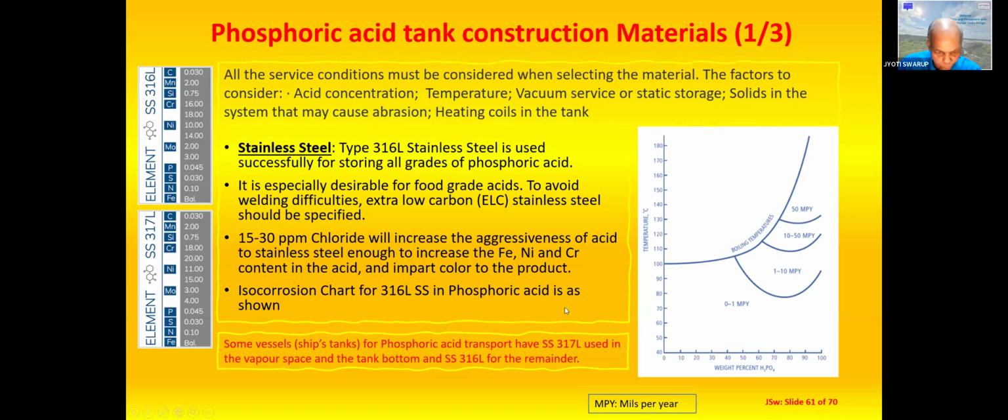Isocorrosion chart of 316L in phosphoric acid is as shown. Some vessel ship tanks for phosphoric acid transport have SS317L in the vapor space and the bottom, and 316 for the remainder. 317 is a material with higher molybdenum and higher chromium, thus higher corrosion resistance than 316L.